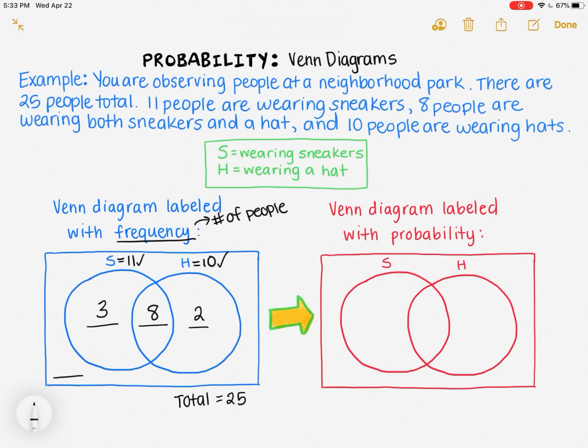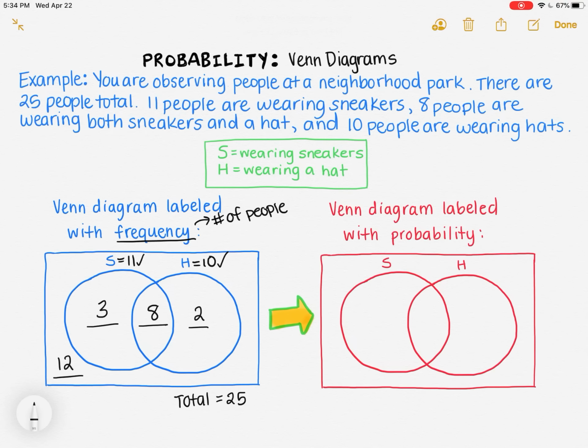Now, to figure out the number of people that are not wearing sneakers or a hat, I need to count the people I have so far. I have 3 plus 8 plus 2, which is 13 people. However, there are 25 people in the park. So if 13 people are accounted for, there must be 12 more people in the park who are not wearing sneakers or a hat. Now, if I add all these up, 12 plus 3 plus 8 plus 2, it does give me 25.